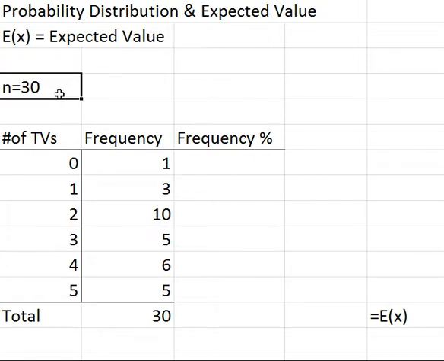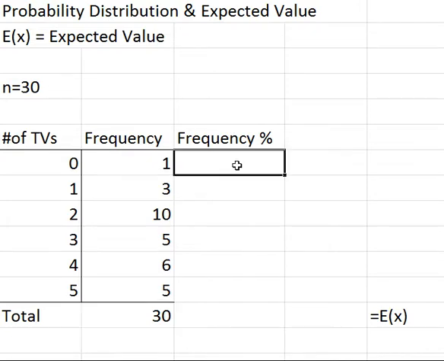So let's say we asked 30 people how many TVs they had. And here were the number of TVs, 0 through 5, and here's the number of people who responded that they had this many TVs. So for example, one person said they had 0 TVs, 5 people said they had 3, and my total number of course is going to equal 30 because I asked 30 people.